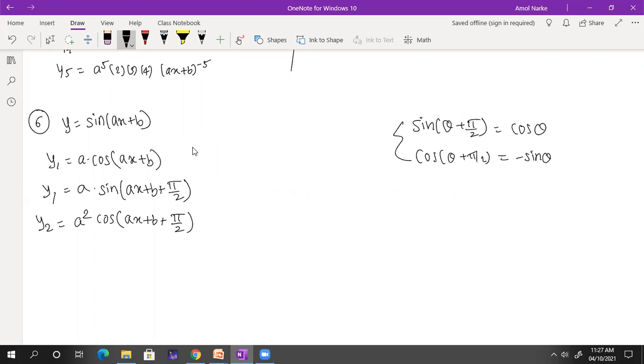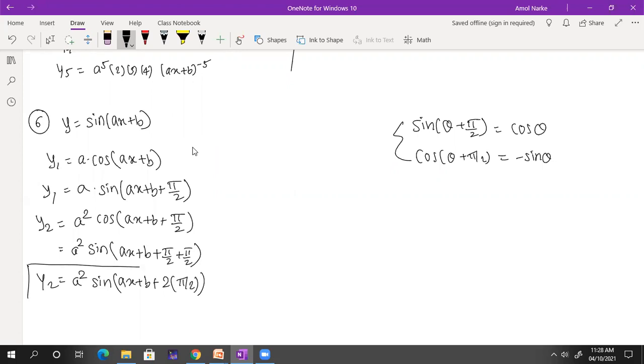Is it okay? Yes, sir. Because b plus pi by 2 is a constant and the derivative of that term becomes 0. Just that a, and I have multiplied by that. So can I again write down that a square is nothing but sine of ax plus b plus pi by 2, again pi by 2. So what will I get? a square sine of ax plus b plus 2 into pi divided by 2. Everyone agrees on that statement?